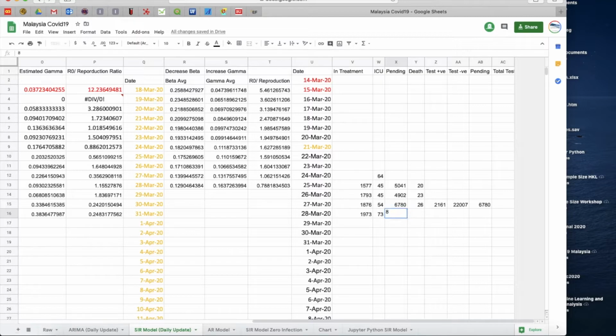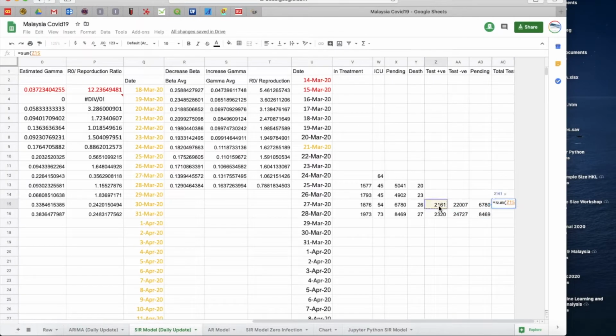Okay, so I'm just going to update the numbers of tested, and then the number of deaths. And then this is the very interesting part, where usually we try to understand how many resources we have already used for this test. So 8469, the sum of this data until this data. So a total of 30,000 tests are already used.